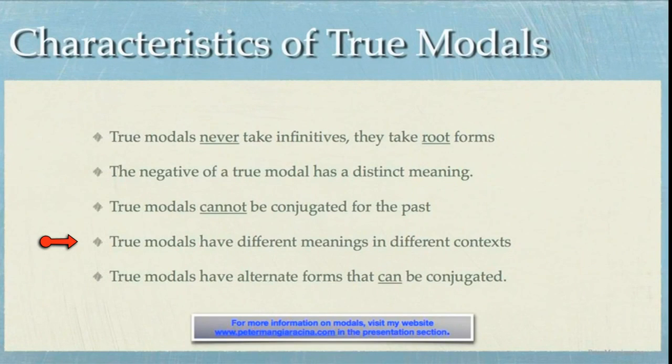True modals have alternate forms that can be conjugated. I can't conjugate can for the future. I can see you tomorrow. I can, however, say I will be able to see you tomorrow. Most true modals have an alternate that can be conjugated.